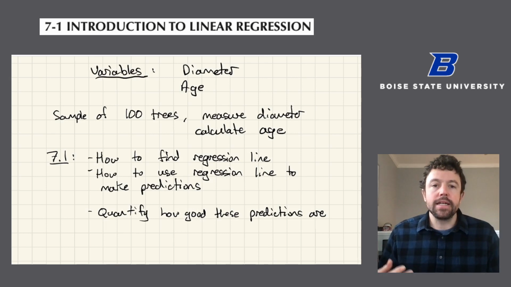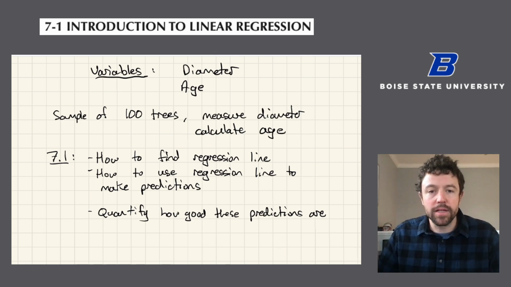So that's the goal of this section, and there'll be some other details as we go through, but the overall idea is one population, two quantitative variables where there appears to be a linear relationship. How do we find a regression line? How do we use this to make predictions? And how do we quantify how good these predictions are?